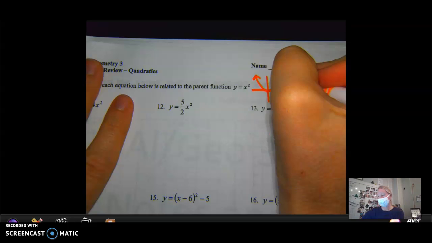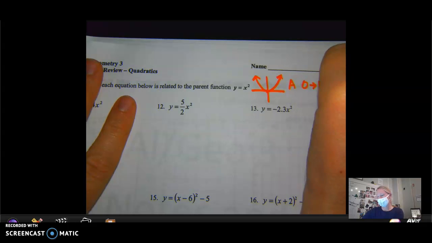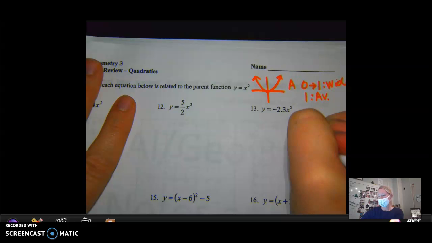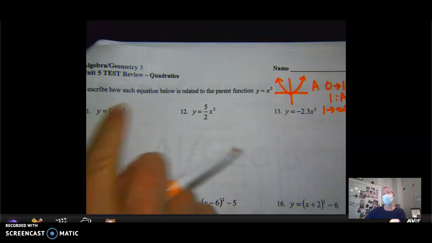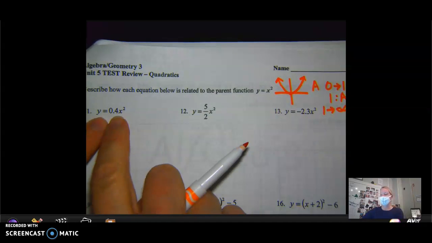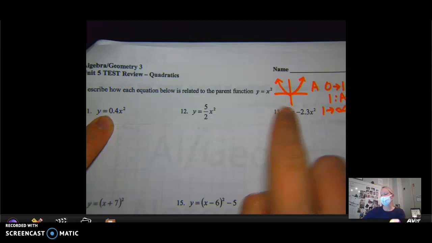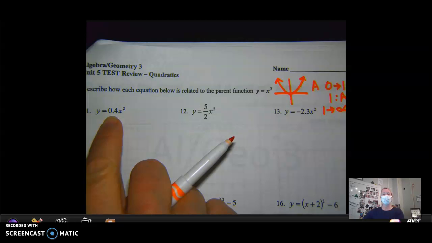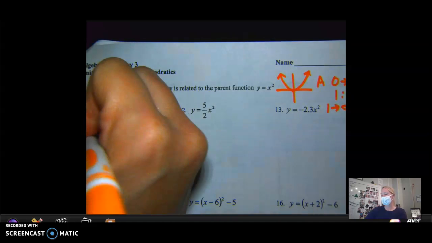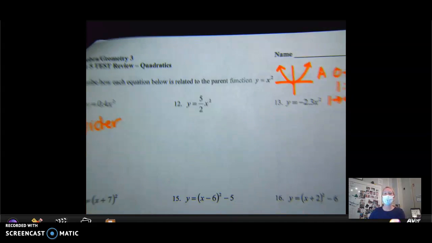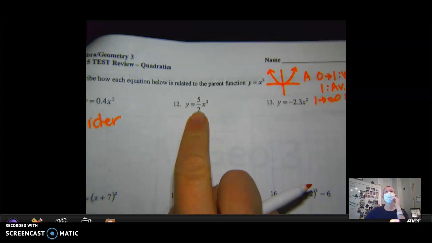Questions on that? A is in between 0 to 1, it is wide. If A is 1, it is average. If A is from 1 to infinity, it is going to be narrow. So they're wanting you to compare what this graph would look like compared to the parent function. First off, does this one go up or down? Up, just like the parent. So that's not different. Is this one wide, average, or narrow, though? It is wide. So this one's going to be wider than the parent function. That is the only difference. What is 5 over 2 as a decimal?